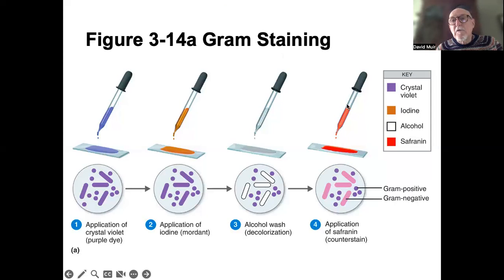So that is why we use this. We stain with safranin so that the gram-negative cells become visible as pink cells. These gram-positives also stain with the safranin, but the crystal violet iodine staining is so deeply blue-black that it obscures the safranin. So what you see in a mixed slide like this, gram-positive and gram-negative, you'll see gram-negative pink cells and gram-positive deep blue-black cells.